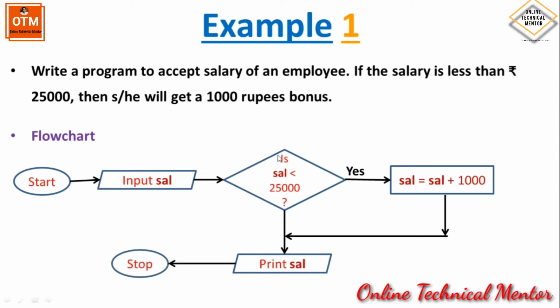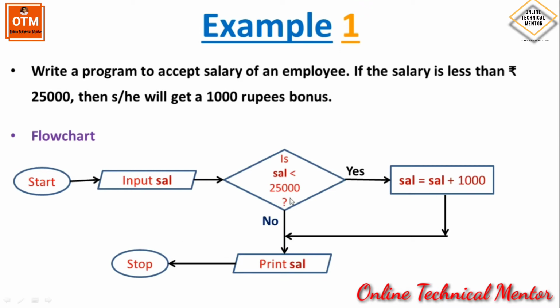And if this condition, sal less than 25,000, is not satisfied, it will just simply print the salary which has been taken as input, and there will be no change in salary. It will print the salary which is taken as input and stop the program.